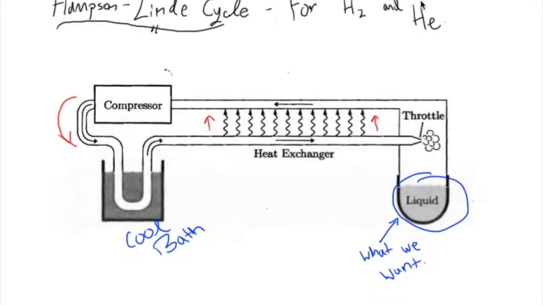These gases both have to be pre-cooled by the cool bath to below room temperature. In the rest of the gases, we can just cool them to room temperature, and this cycle will cool them the rest of the way down to the liquefied state. But with hydrogen and helium, they actually become hotter when throttled starting at room temperature.